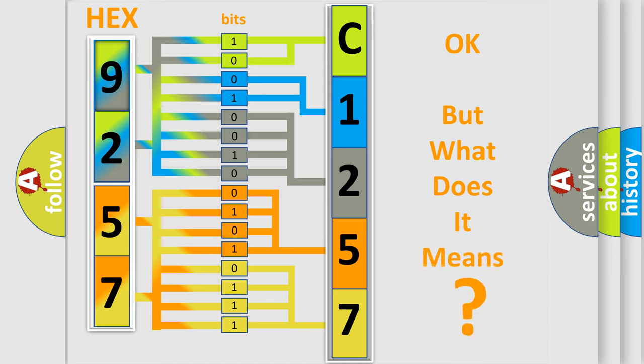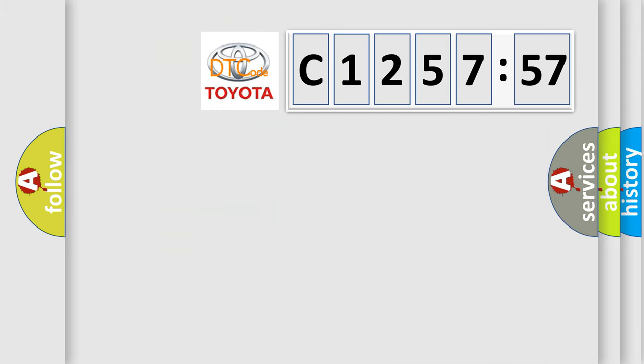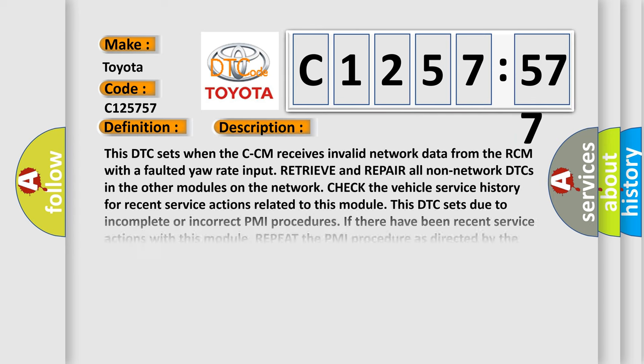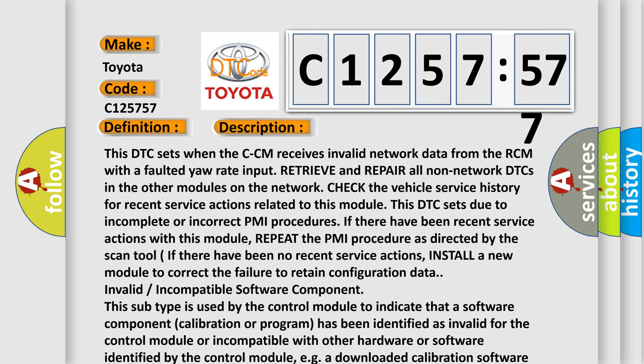The number itself does not make sense to us if we cannot assign information about what it actually expresses. So, what does the Diagnostic Trouble Code C1257-57 interpret specifically for Toyota car manufacturers? The basic definition is: invalid data received from restraints control module, signal invalid.